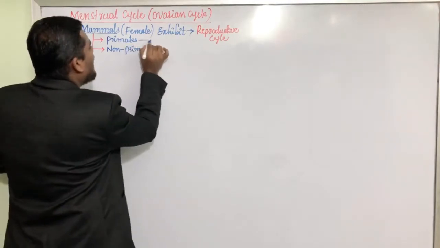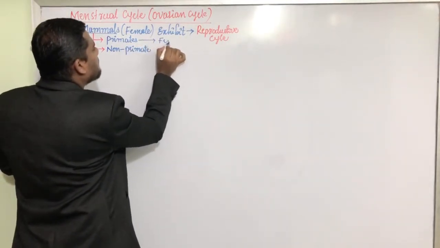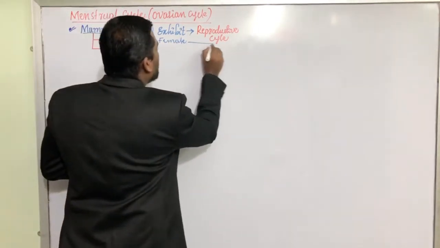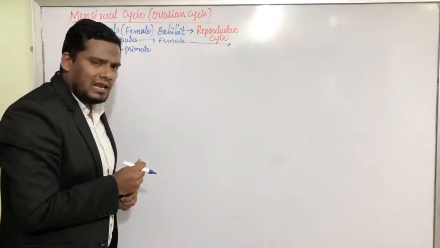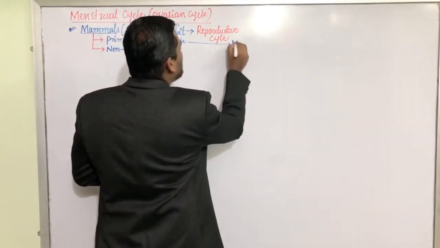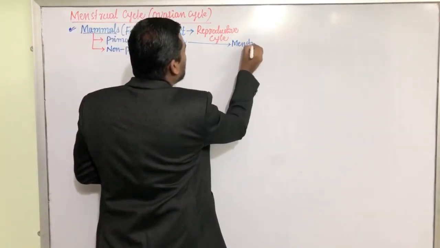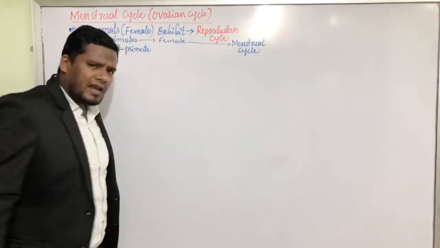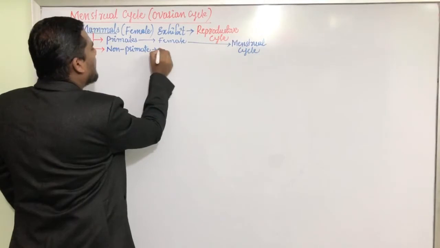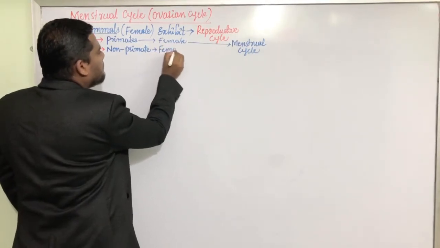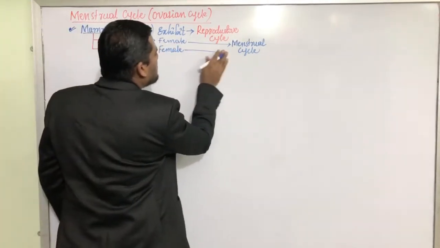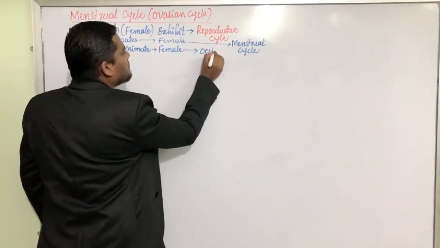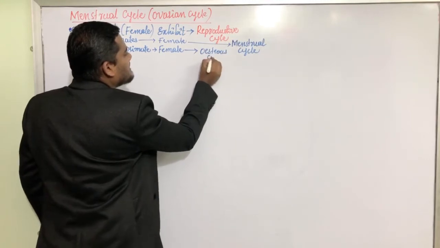Now, female primates show a particular reproductive cycle. Its name is the menstrual cycle. Whereas the female non-primates show the oestrous cycle.